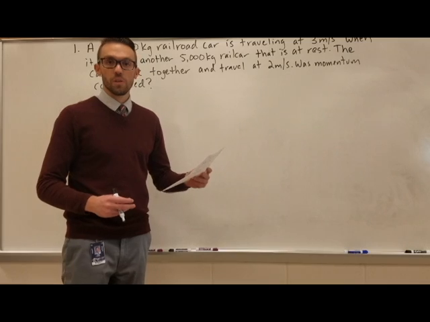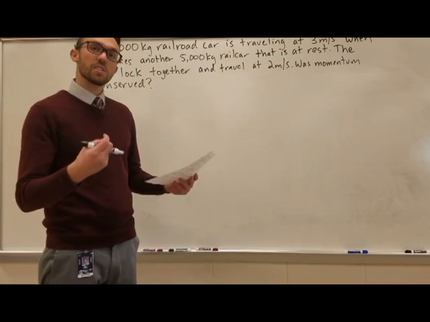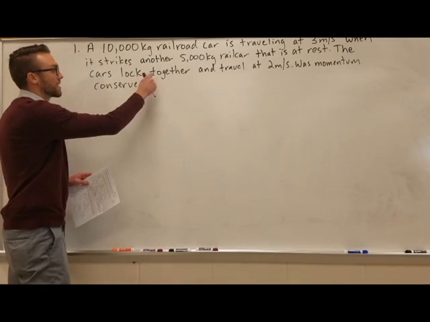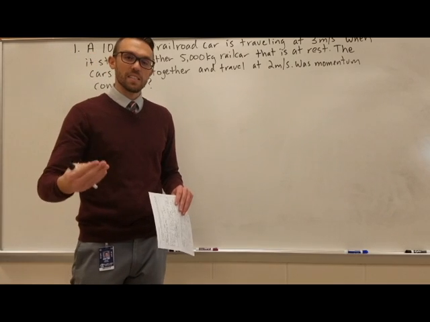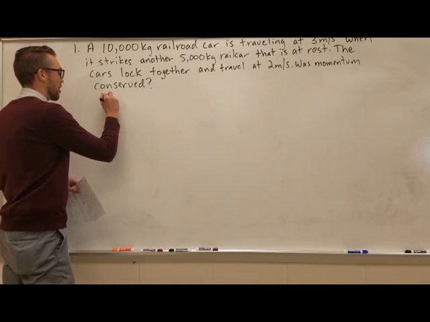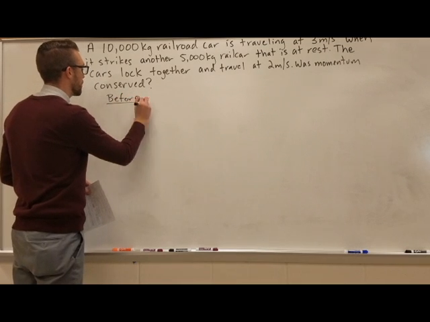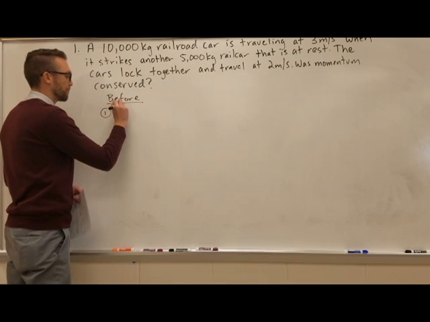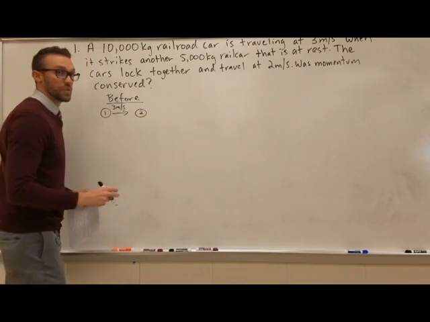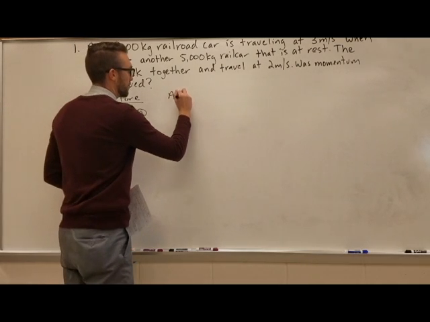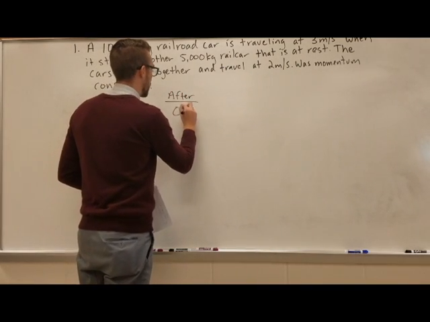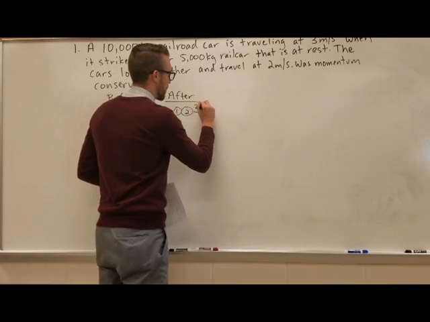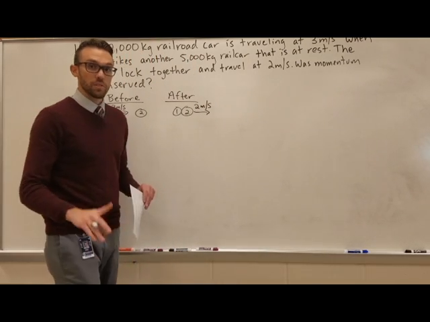Was momentum conserved? So the first thing we need to ask ourselves is, is this collision elastic or is it inelastic? In this case, we can see that the cars lock together, so it has to be an inelastic collision. So the first thing that we're going to do is draw us a little picture. Before the collision, we know that rail car 1 is traveling at 3 meters per second, and rail car 2 is at rest. After the collision, we know that both of the rail cars lock together because it's an inelastic collision, and they're traveling at 2 meters per second. All right, so that's step one.